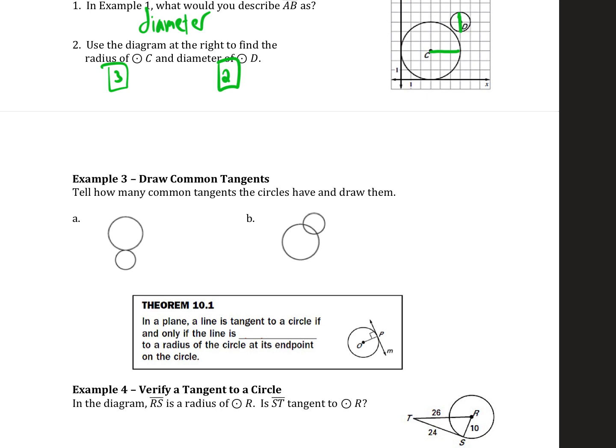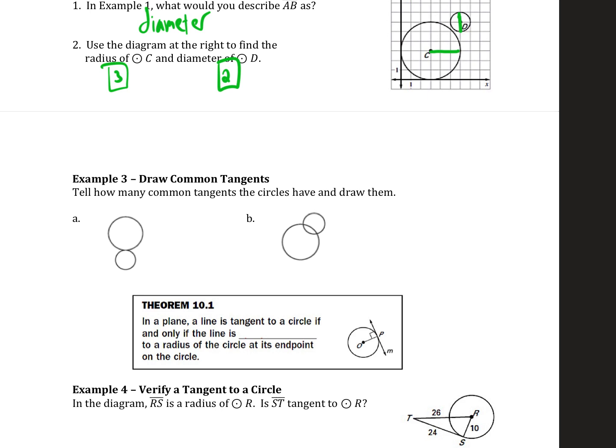So common tangents are going to be lines that we can draw that only touch each circle once, okay? So let's go ahead and do, I don't know, how about I draw one common tangent, and you guys see if you can find the rest, okay? Between A and B, there should be 5 total lines you can draw. Let's draw 1.